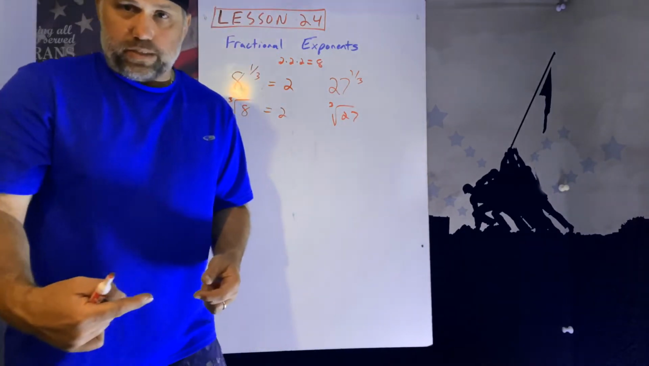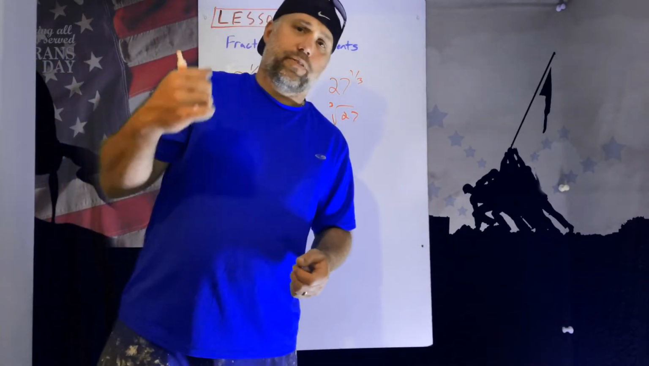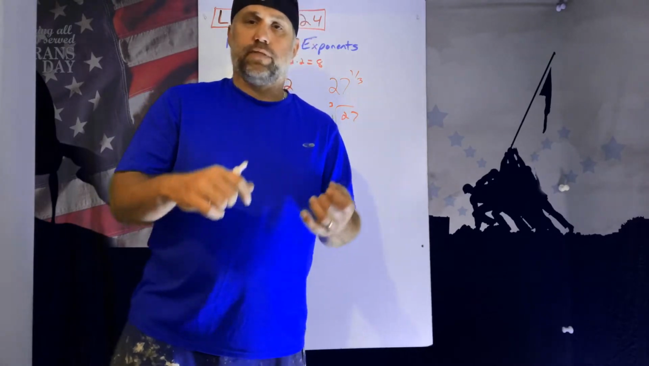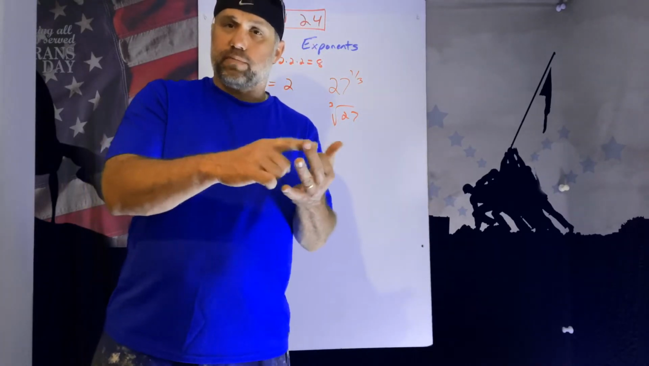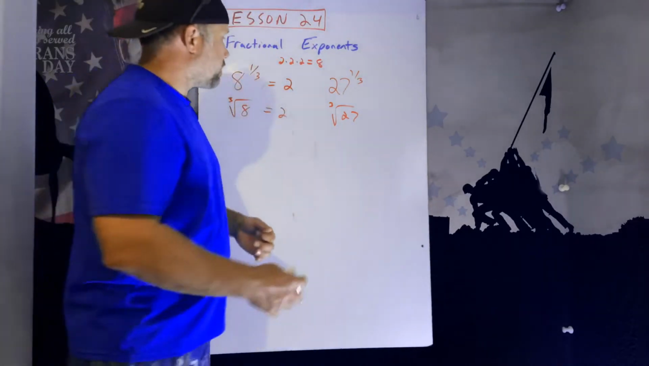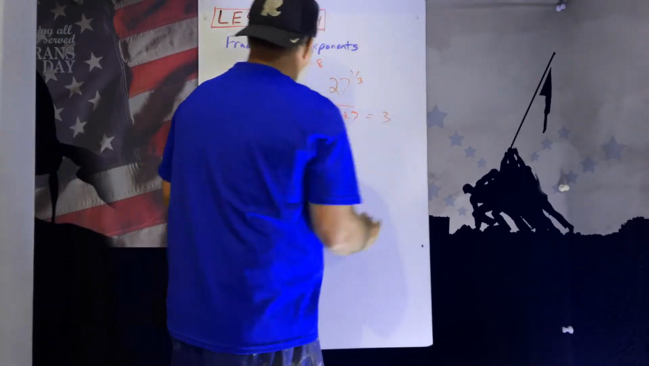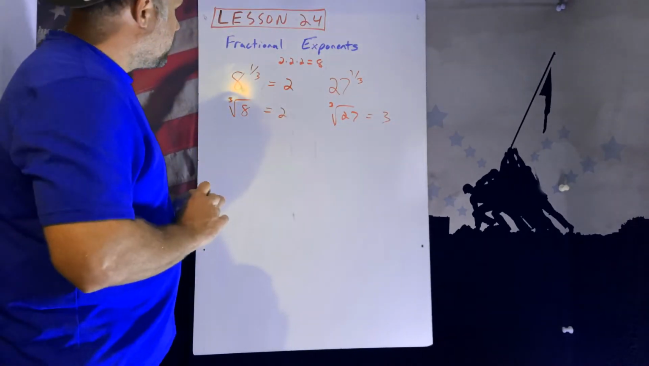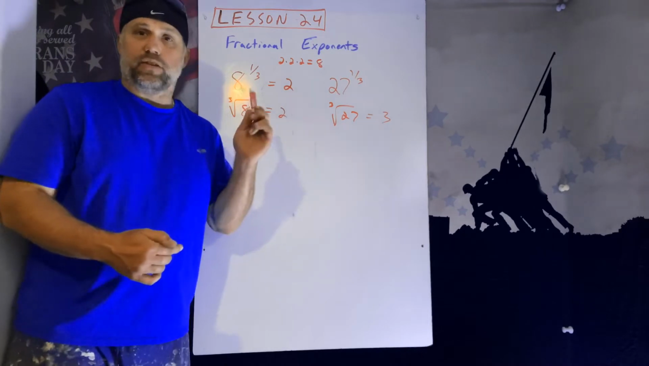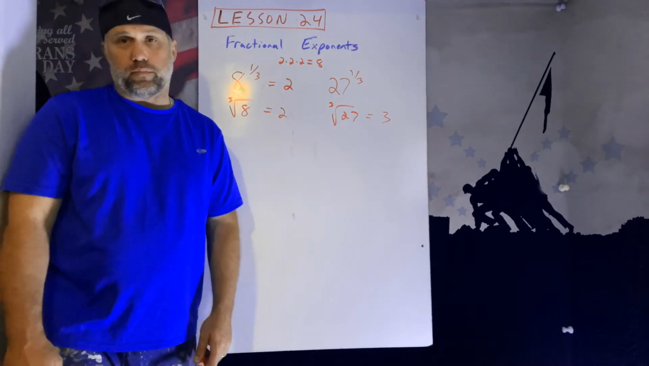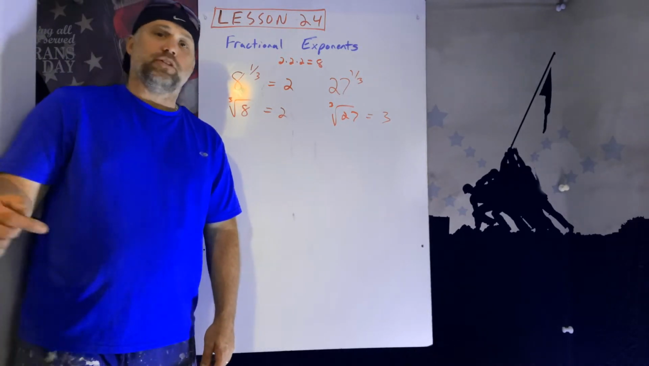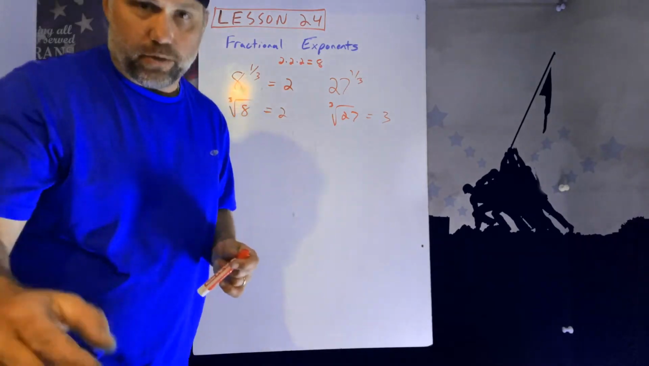The cube root of 27: what number times itself 3 times gives you 27? It's going to be 3. 3 times 3 times 3 is 27. You can confirm that on your calculator if you need to. So raising to the 1/3 power means the same as taking the cube root of the number. All right? Let me show you raising to the 1/4 power.